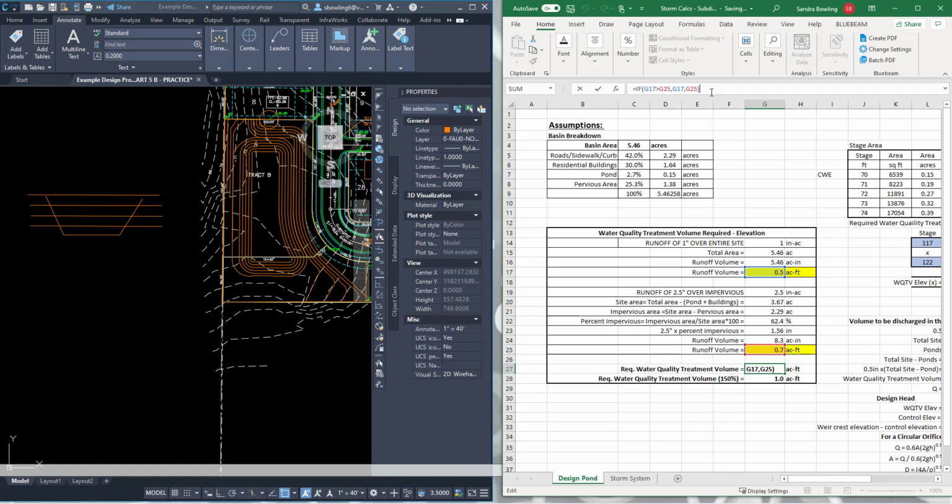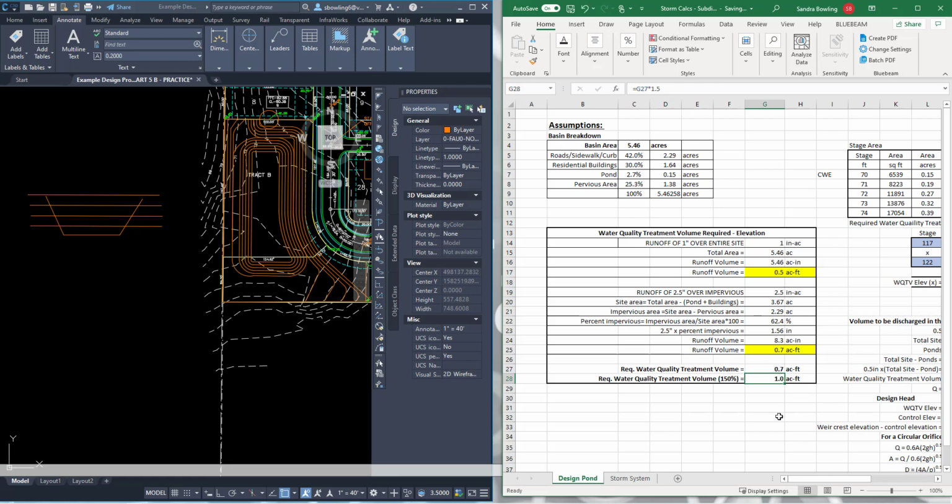So that Excel program does the math for me. So it's just one step off my hands. If not, then you just look at it and you type it in. Now, South Florida has a rule that says you have to provide 150% above that. So I just took 1.5 times the greater value.